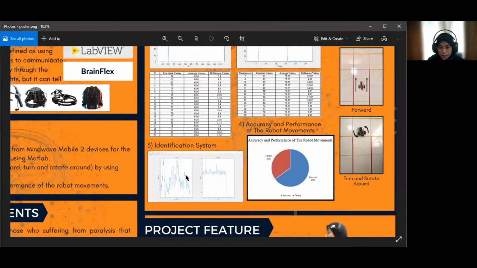For the identification system, this is the real-time output displayed during the robot movements. It displays eye blink and attention. For accuracy and performance of the robot movements, this project has 65% success, and it is considered a success because the percentage successful is 65% and the fail is 35%.